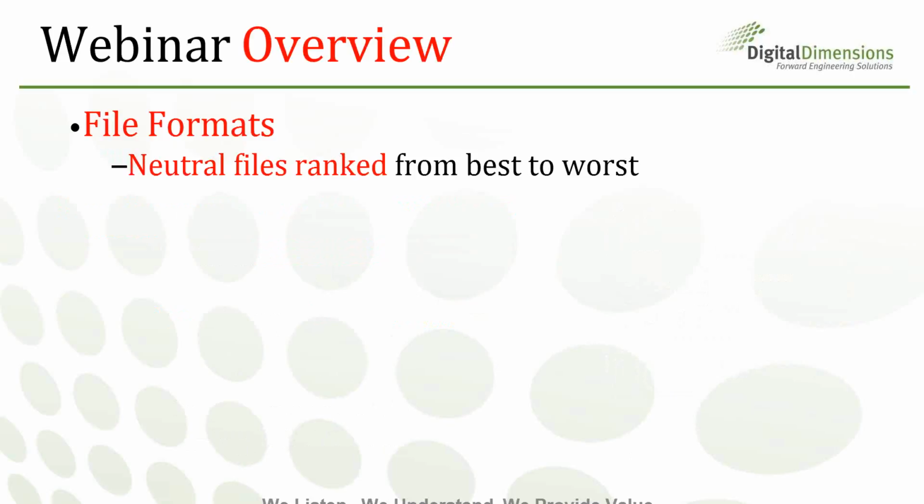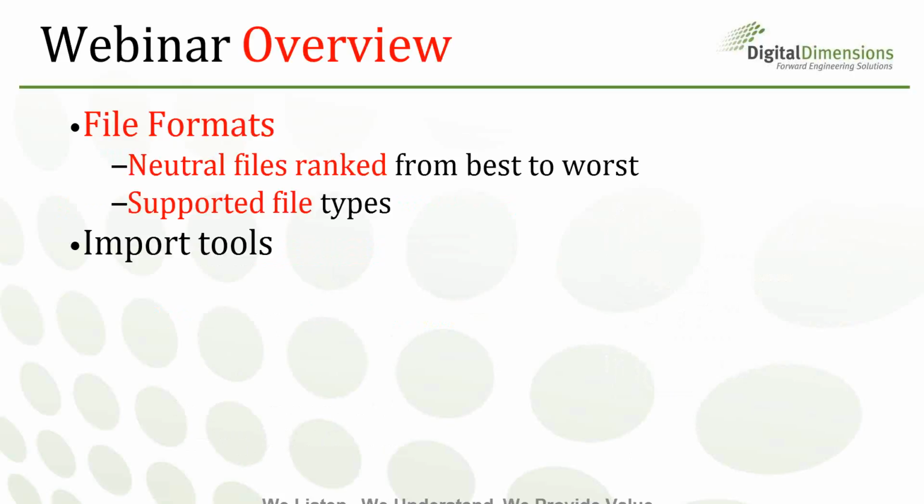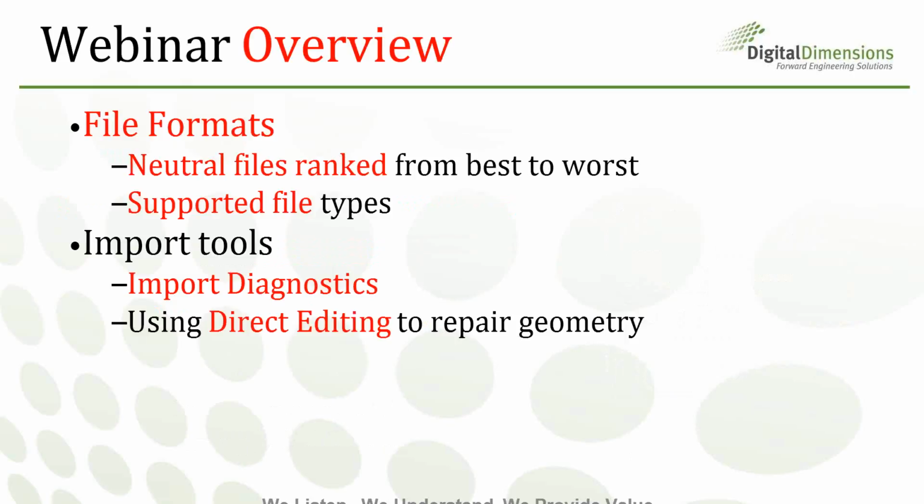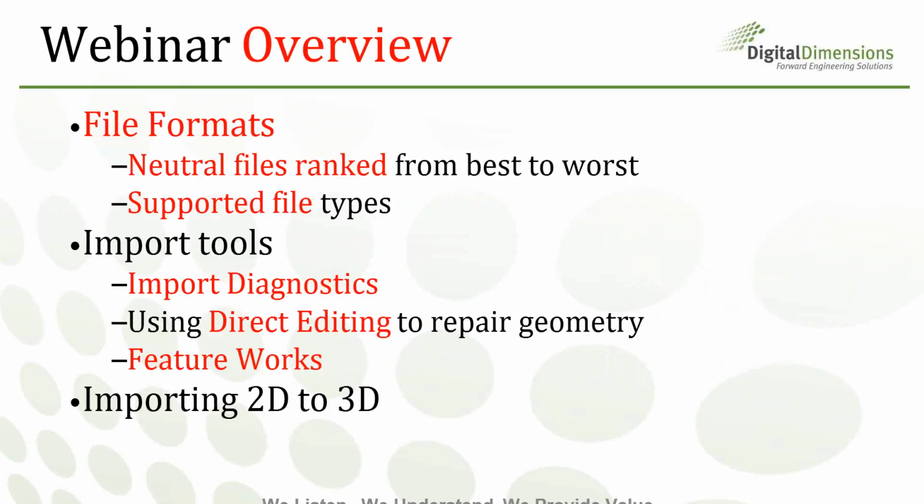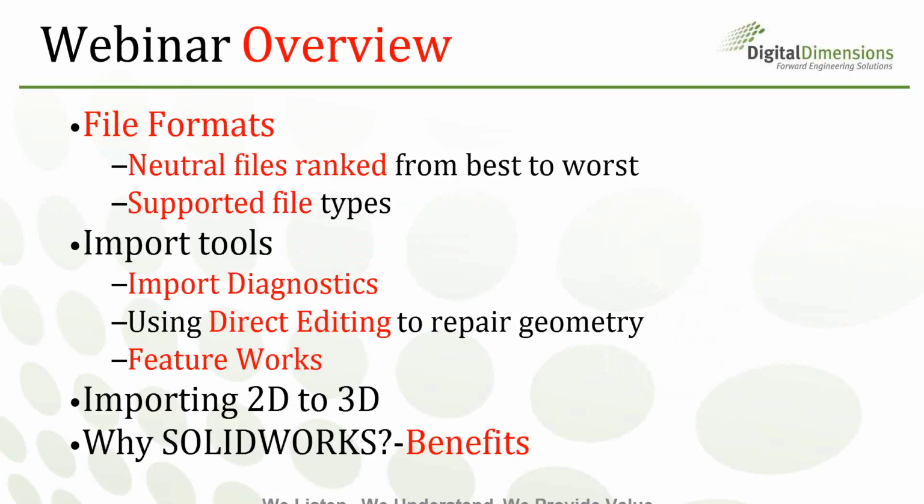I want to talk about file formats and, importantly, neutral files ranked from best to worst. I've had a lot of questions on that recently about what are the best files to work with bringing into SOLIDWORKS. Then we'll quickly look at some of the supported file types that SOLIDWORKS has and how those are categorized. And then I also want to go over some of the import tools we have, such as import diagnostics, the direct editing feature to repair geometry, FeatureWorks, and then also we'll look at a quick example on importing 2D to 3D and how easy it is to make some 3D models out of 2D sketches. And then of course, why is SOLIDWORKS so great and what are the benefits of it.